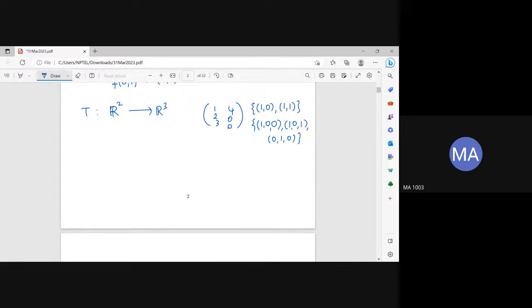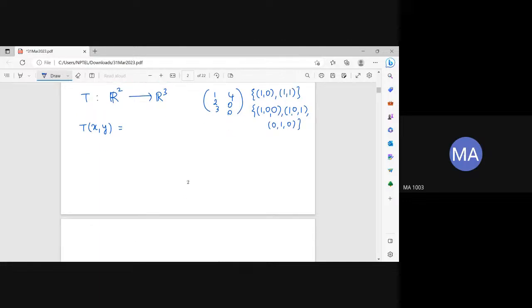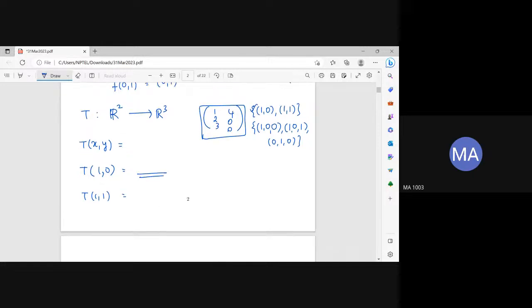Now our aim is to find the linear transformation itself. That is, we have to find out what is T of x comma y. So now the matrix is given. How did we get this matrix? We took the basis elements for the domain and found their images. Basis for the domain is (1,0), (1,1). Yes. So how we find the matrix is, we find the images for these two elements, which we don't know now because we don't know the linear transformation.